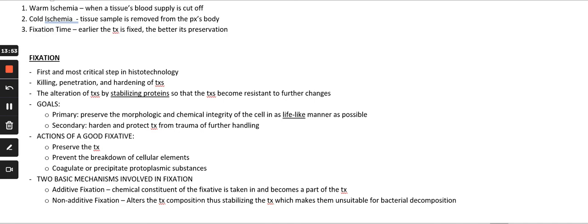I hope that helps you in differentiating the two mechanisms. Again, we have additive and non-additive fixation. Okay.